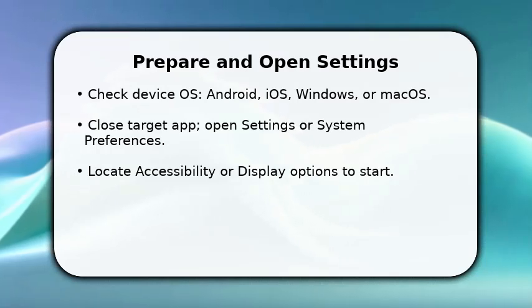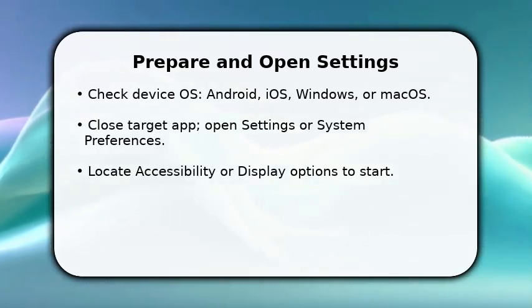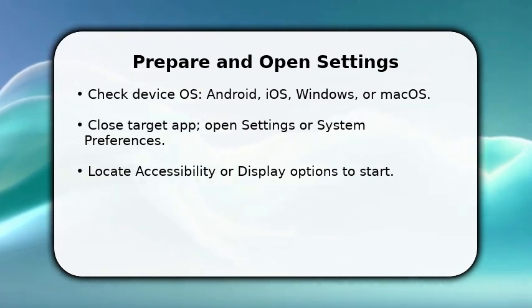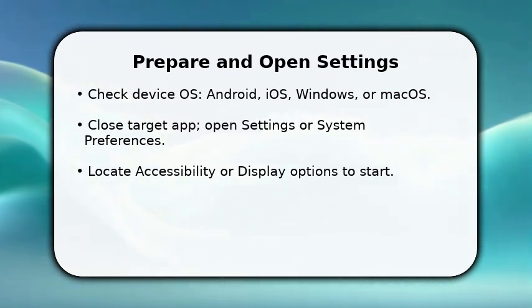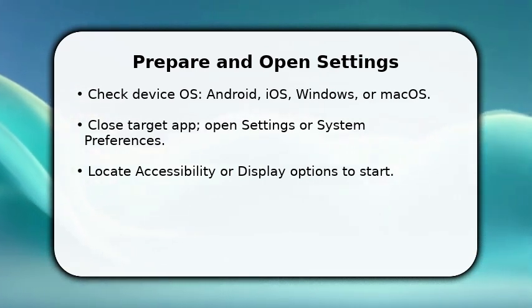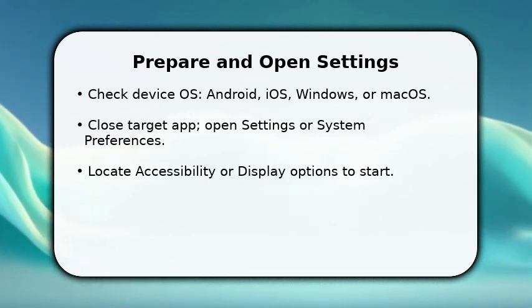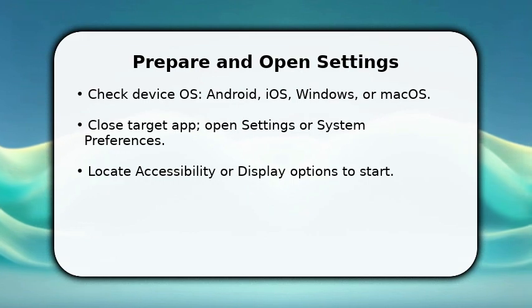You start by verifying the device and app you want to change. Make sure the app is closed so settings apply cleanly. On Android or iOS, open Settings and go straight to Accessibility or Display. On macOS or Windows, open System Preferences or Settings and choose Display or Ease of Access. Once there, look for font size, text size, or scale options. You're initiating the change now, so the next slide walks through exact controls and live previews.